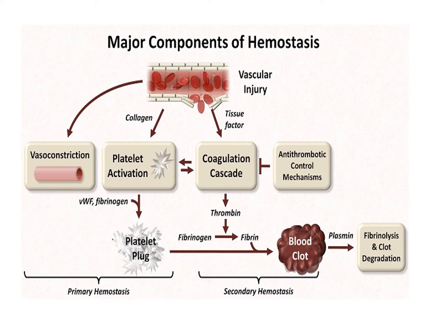Now we'll see about the major components of hemostasis. As the diagram says, it can be divided into two stages, the primary hemostasis and secondary hemostasis. In the primary hemostasis, there are again three steps: platelet adhesion, platelet release, and platelet aggregation. So we'll see in detail about primary hemostasis.